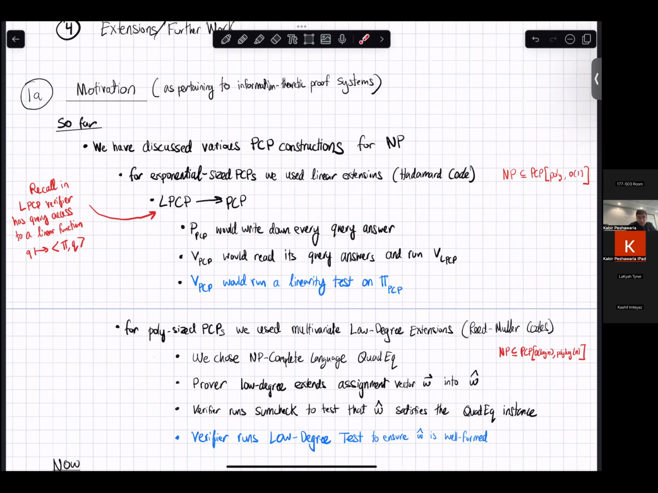Right? There's a new vector for how the PCP prover can cheat. They can not make their query answers actually a linear function's evaluations. In that case, we can't rely on the bootstrapping of our LPCP soundness result. So this was a crucial step here, right? This compilation from LPCP to PCP required this linearity test.